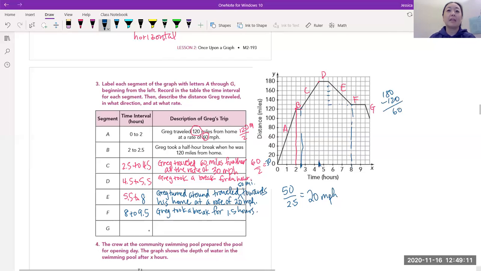Okay. And then it says when he was 120 miles from home. So was he 120 miles from home here? Nope, when he was 130 miles from home. So it's a different rest stop. So I should say when he was 130 miles from home. I like to use examples that are in the book, where you can just copy paste, right? And then G, right?